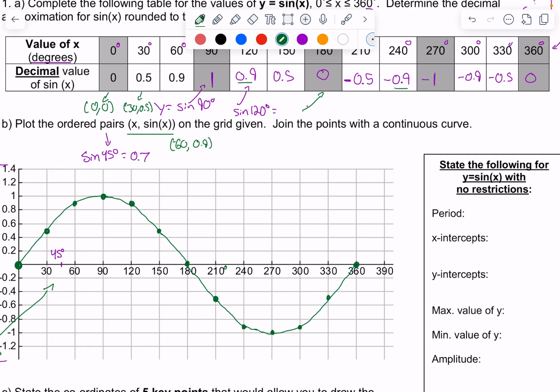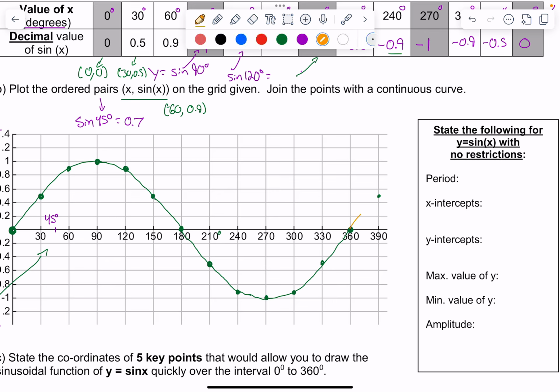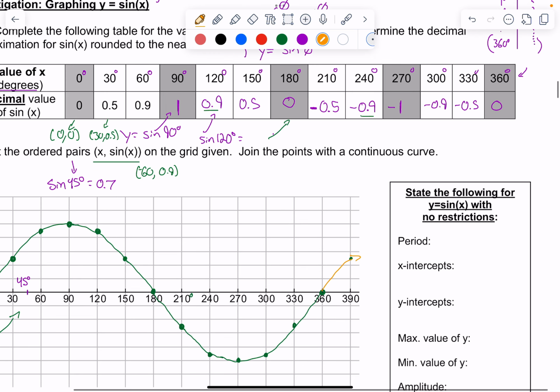Perfect. And if you're wondering, does it stop here at 360? Well, ask yourself, can I take the sine of 390 degrees? Yes, you can, and you'll get a number that is 0.5. So you'd actually be right up here. I'm going to draw this in a different color though. That'll make sense in a second. But this would keep going. If you kept putting numbers bigger and bigger and bigger, you would just keep getting a curve.